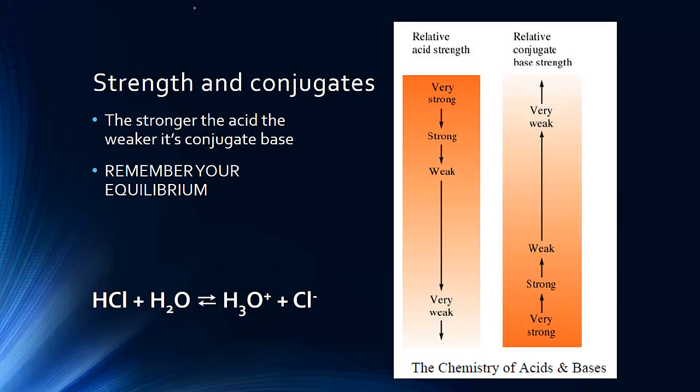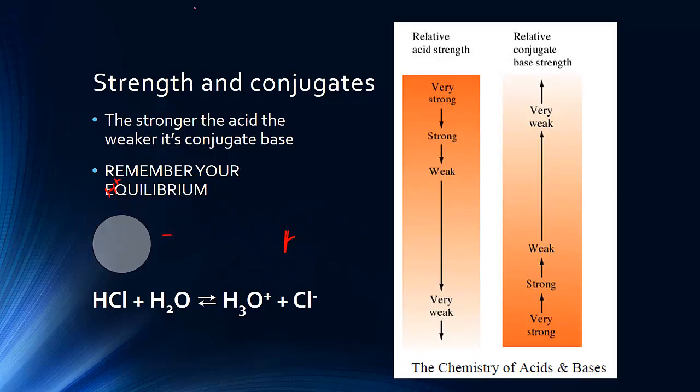Now, if something is a strong acid, it means that it has a very weak conjugate base. Because if it's a strong acid, it heavily favors the donation of those hydrogen ions. And that means the anion form must be a very weak base because this forward reaction is so heavily favored.